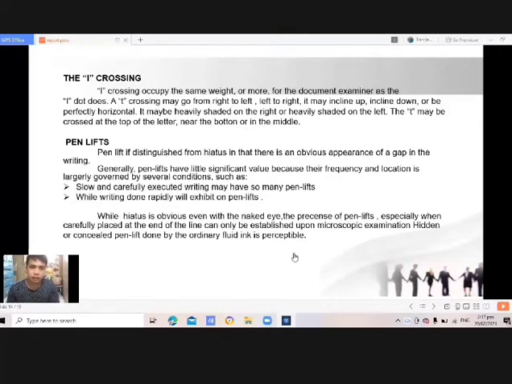Nakita nyo ba yun pag kayo nagsusulat? Makikita nyo parang madami siya. Hindi siya yung isang guhit talaga. Pag mabagal ka, siyempre may ink yung ballpen mo, nagpo-focus doon, nagkakaroon ng pen lifts. Okay. While writing done rapidly will exhibit none. Yung sinasabi po na yun, kapag mabilis ka magsulat, naiiwasan yung pen lifts.